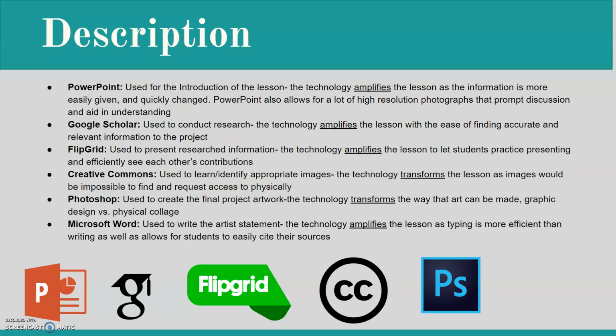And then we used Photoshop, which I also argued transforms this lesson because it's a new way that the art can be made. Even though you can create a physical collage with cutting and gluing and things like that, you can't affect size or shape. The scale would be set. And so I argued that this is a new way to create art, and so it transforms.